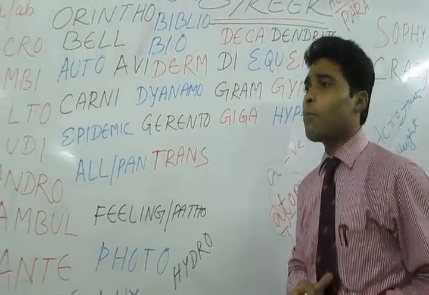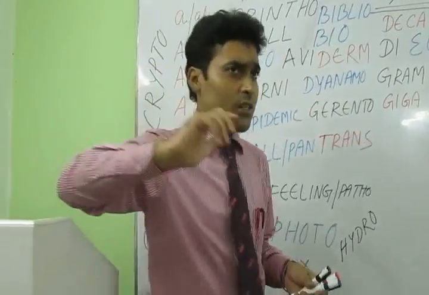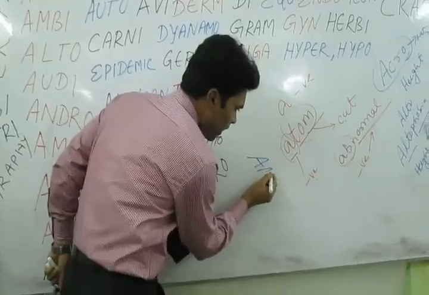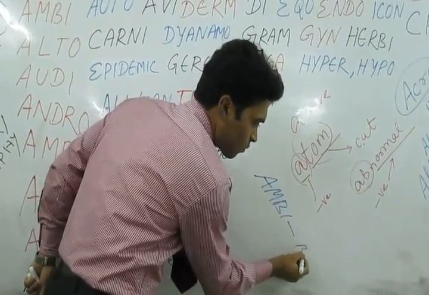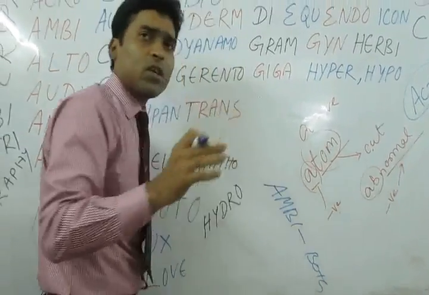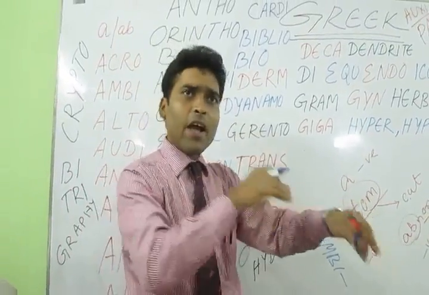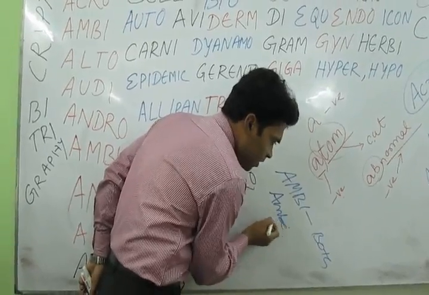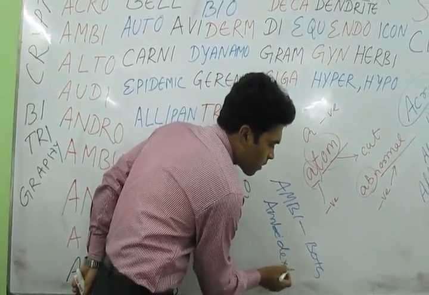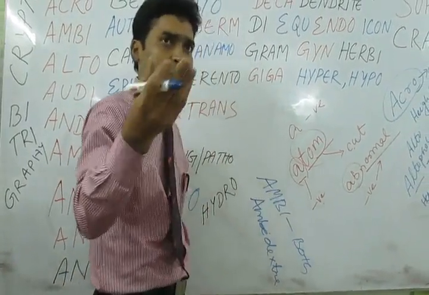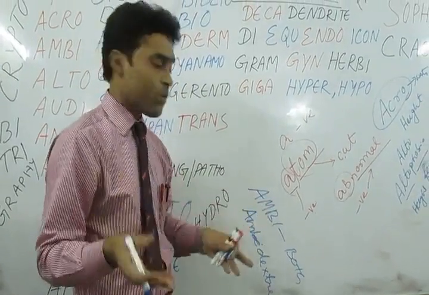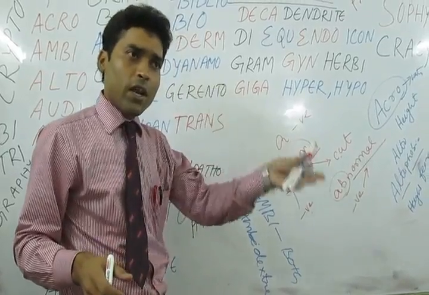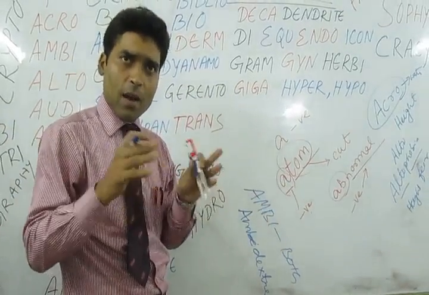Another word is ambidextrous. My dear friends, ambidextrous: ambi, A-M-B-I, means both. Suppose a person who is expert with the left hand and right hand, we call it ambidextrous. Ambi means both and dexterous means right hand or expert. Sometimes we use it for right hand, and sometimes as expert. So a person who is expert with the left hand and right hand is known as ambidextrous.